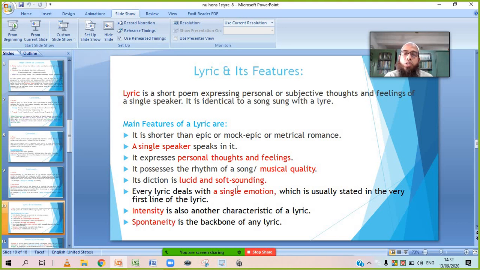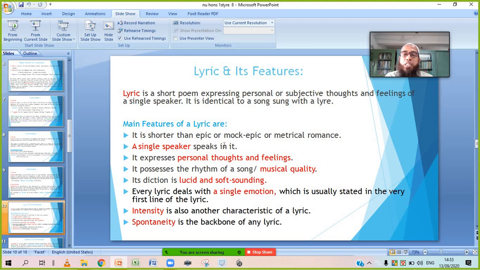Its diction is lucid and soft sounding. Choice of words: no difficult words here, only soft sounding, simple words. Every lyric deals with a single emotion, which is usually stated in the very first line of the lyric. Intensity is also another characteristic of a lyric. Spontaneity is the backbone of any lyric. Spontaneity must be there in any lyric. So these are the features of a lyric poem.